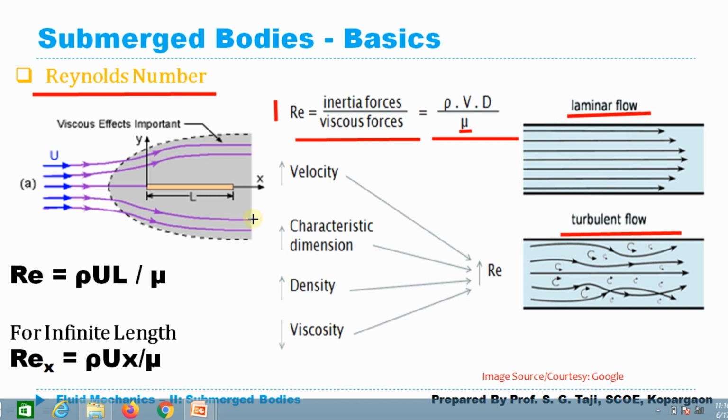Again, if I am considering a plate, then the equation of the Reynolds number for the plate will be modified as rho u L upon mu, where L is the length of the plate. And if I am considering the length of the plate as infinite, then the Reynolds number equation will be modified as rho u x upon mu.